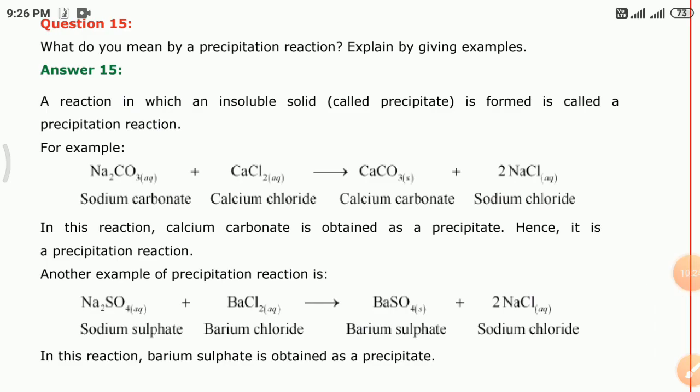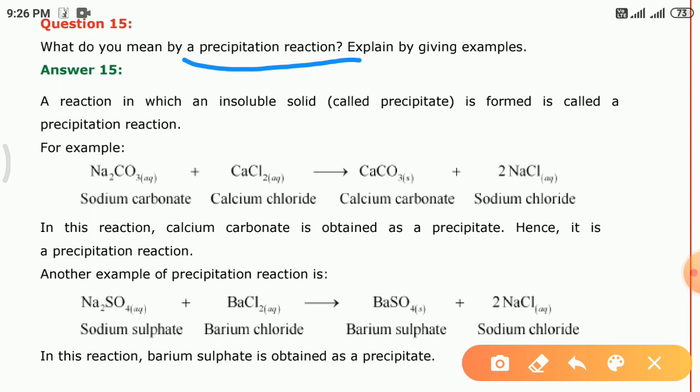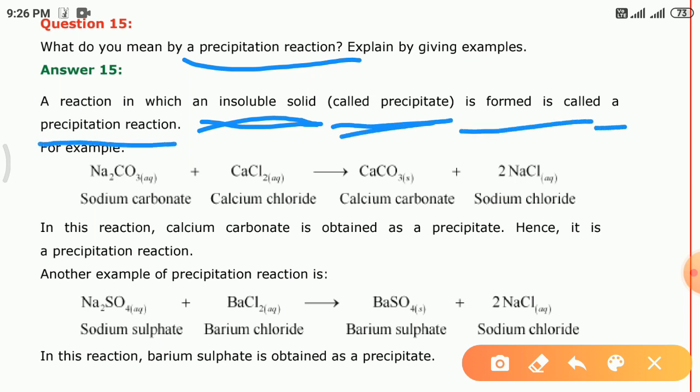Question number 15: what do you mean by precipitation reaction? Explain by giving examples. A precipitation reaction means the reaction in which an insoluble solid, called a precipitate, is formed. For example, sodium carbonate Na2CO3 plus calcium chloride CaCl2, if we react their aqueous solutions, we will get calcium carbonate and sodium chloride.